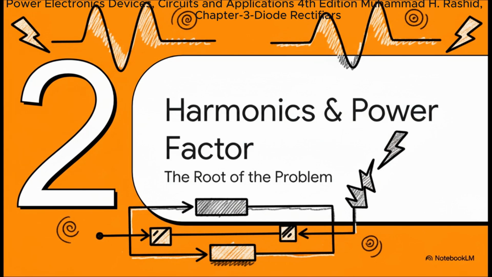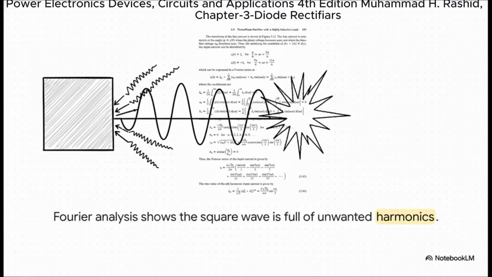And this is where the real engineering challenge begins. We have to clean up our own mess. So how in the world do we analyze a messy wave like this? Well, this is where the genius of a guy named Joseph Fourier comes in. He showed us that any repeating wave, no matter how weird it looks, is really just a bunch of simple sine waves all added together.